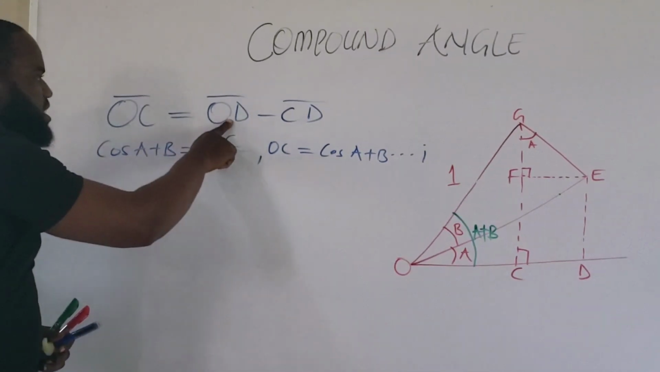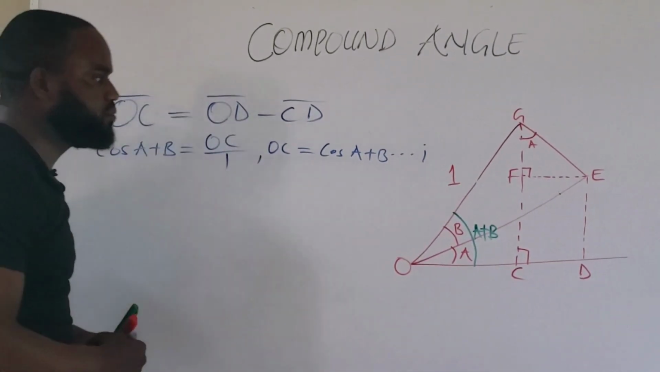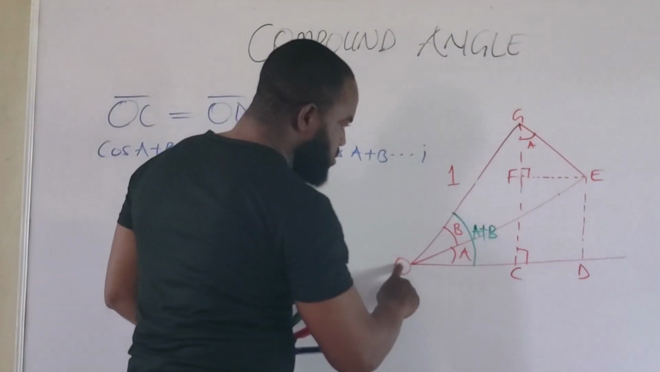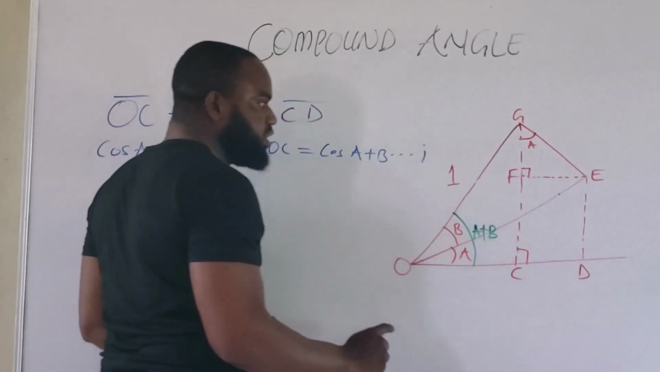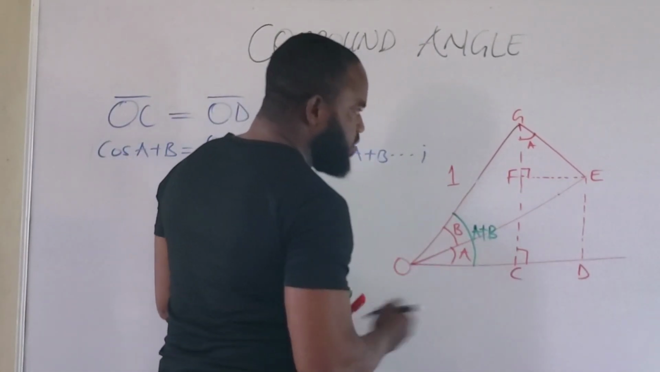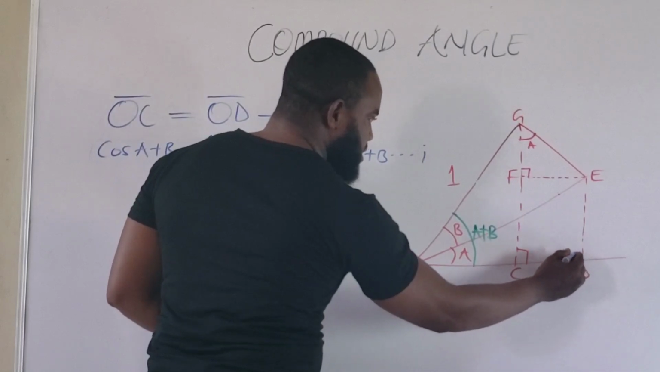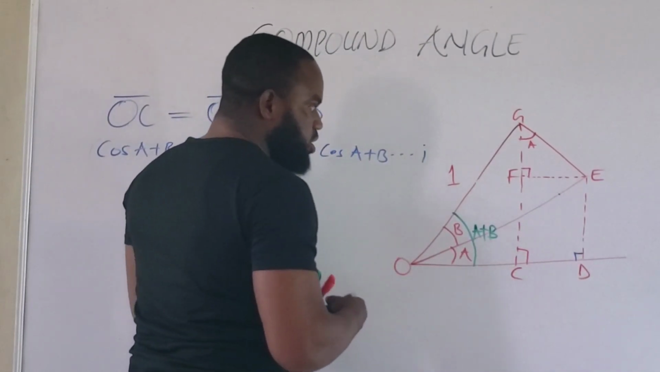Now what can we say about OD? This right here. Now OD is the whole length here, the distance from here to here. Now you will also find that this place is also 90 degrees.